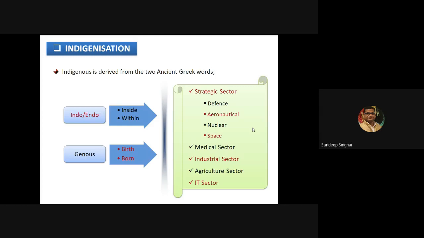Indigenization is also important in the medical sector, and here the purpose is more related to cost. In the industrial sector, it is about enabling exports. In the agricultural sector, it is about enhancing the livelihood of the people. And in the IT sector, it is more of a service sector. But indigenization, if properly implemented at the level of development tools, will be a boon. However, the IT sector is still the biggest employer as of date.